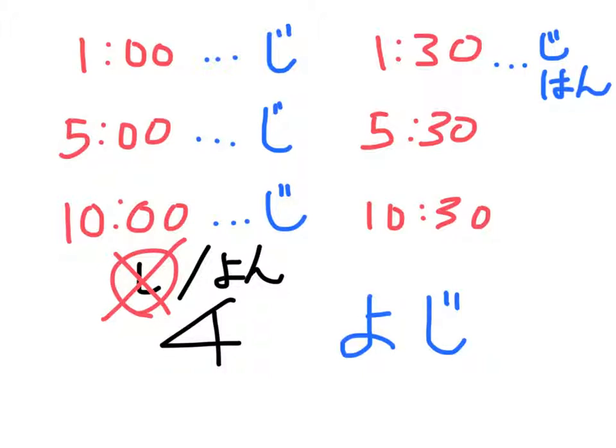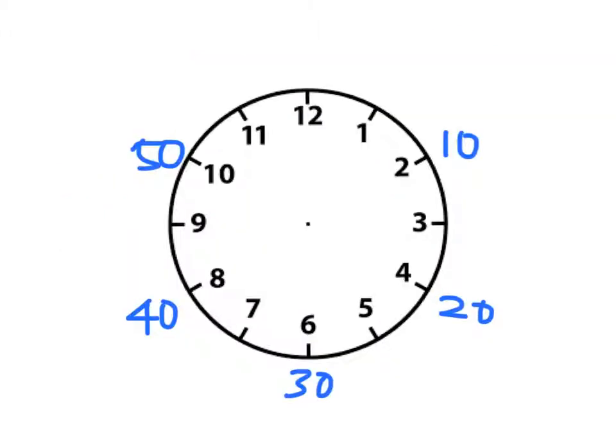So now you know how to talk about 1 o'clock, 1:30. How about more details such as 5 past, 10 past, etc.? So let's have a look at them. So let's go around the clock. 10 minutes past, we simply say the word 10, but this time we're not saying fun. Rather, we are saying pun.